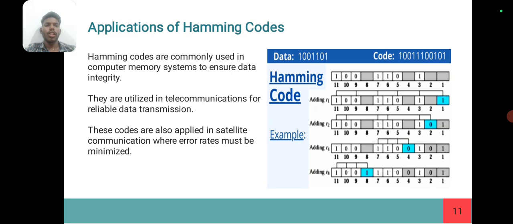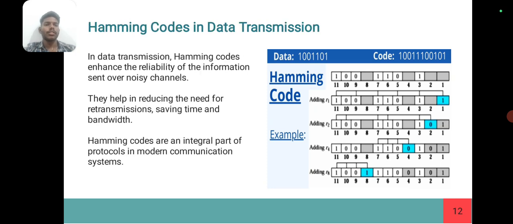Here is a Hamming code example where the data is 1001101 and the code is 10011000101. Here is a Hamming code example where the binary numbers are shown in the given example.